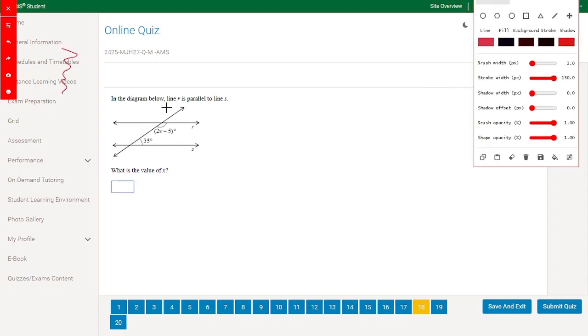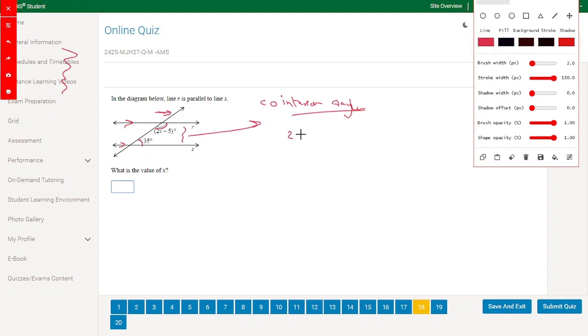In the diagram below, line R is parallel to line S. We have line R is parallel to line S, and this line is transversal. So we have this angle, which is 2x minus 5, and the other angle is 35, and these two angles are co-interior angles, or they are interior angles on the same side. So these two angles will be supplementary angles.